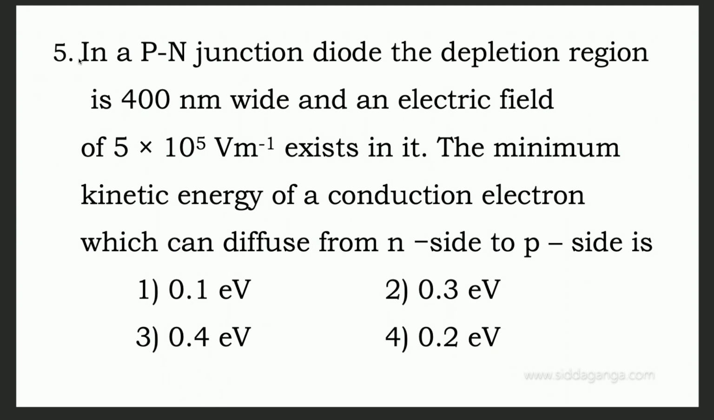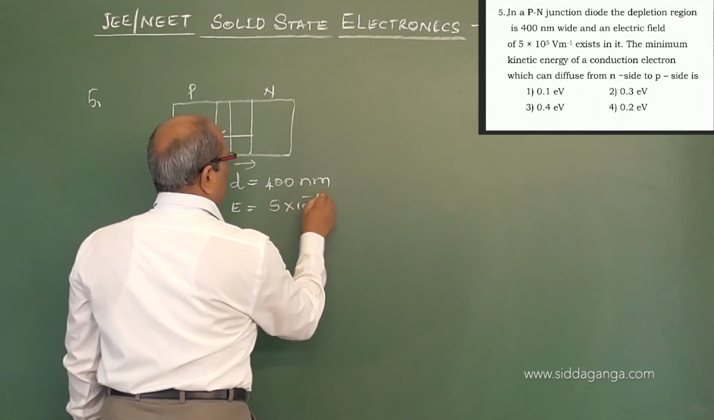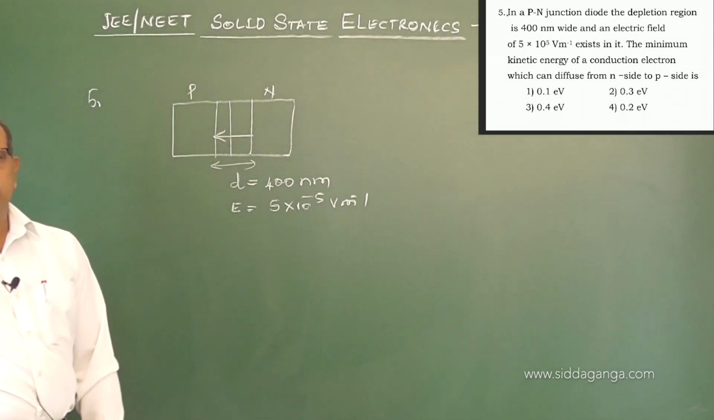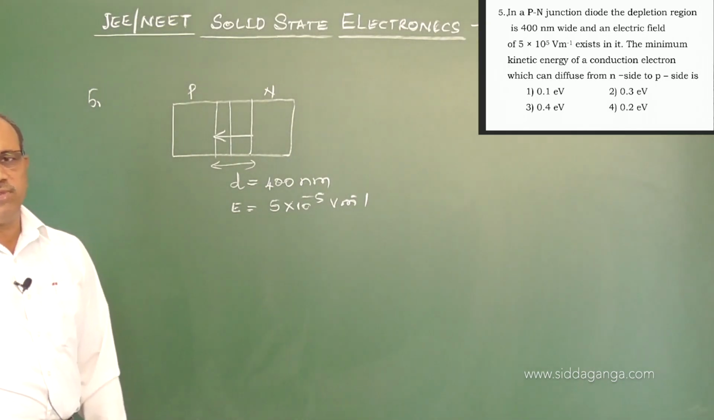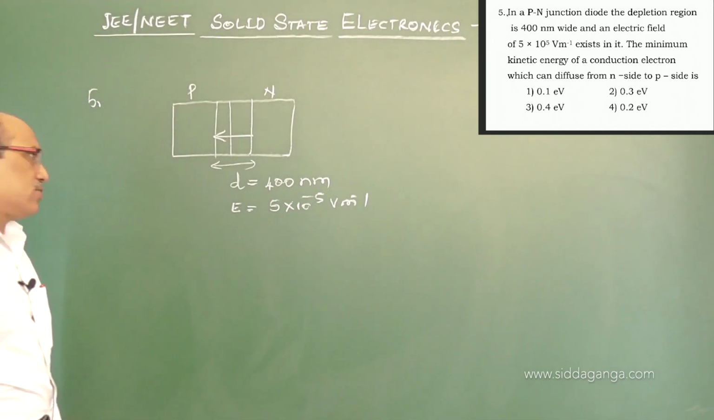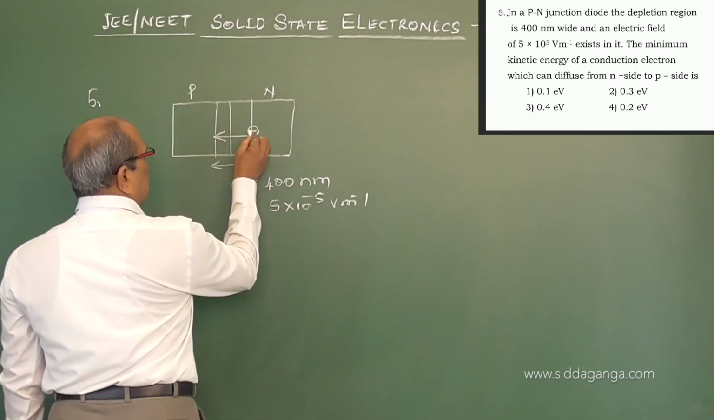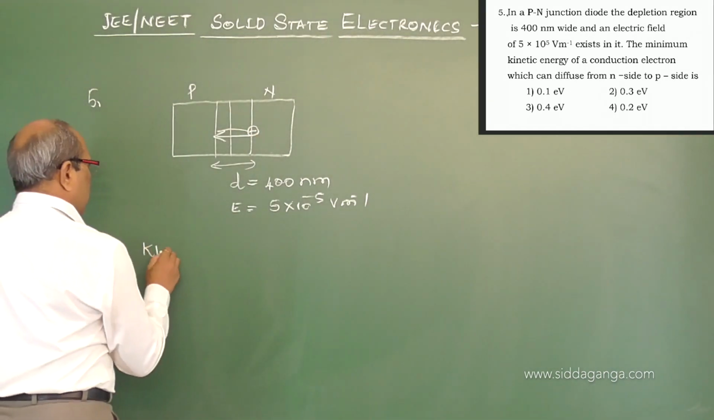And the electric field that exists from N side to P side is 5 into 10 power minus 5 volt per meter. The minimum kinetic energy of a conduction electron which can diffuse from N side to P side is. So there is an electron here. This has to come towards this to diffuse, which means it needs kinetic energy.